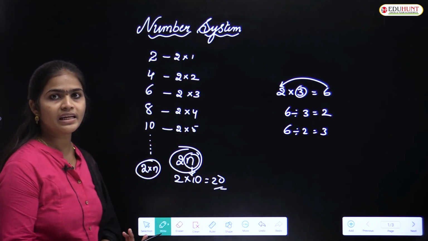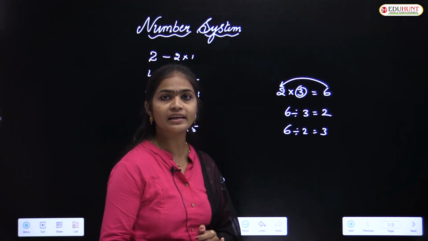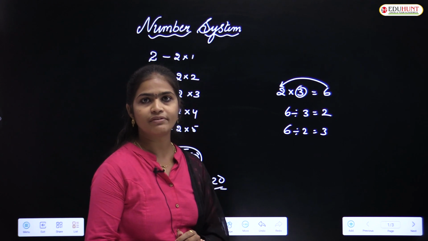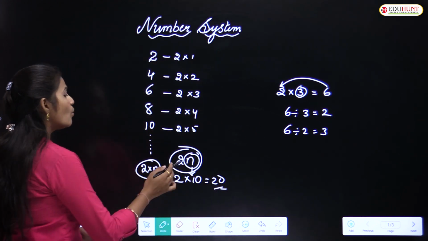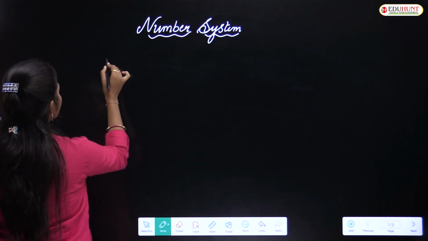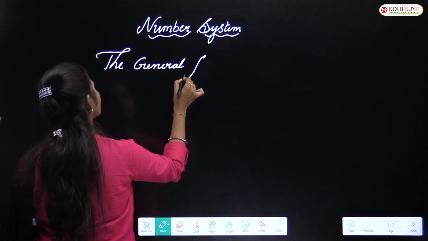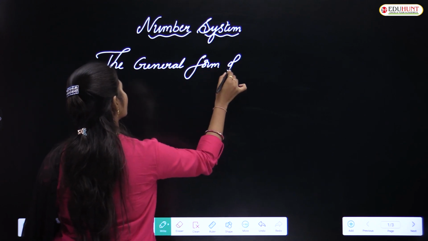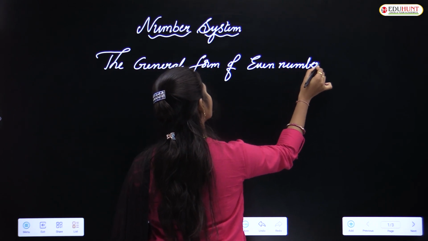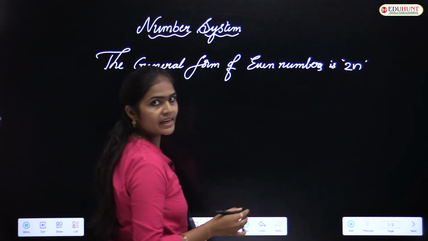Is 20 an even number or not? Even number only. 2 into 100, 200. 200 is an even number. 2 into 15, 30. 30 is an even number. 2 into 20, 40. 40 is an even number. So after generalizing, the general form of an even number is 2n, where n belongs to N.